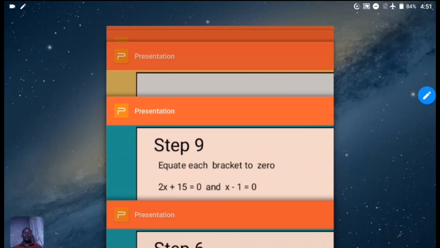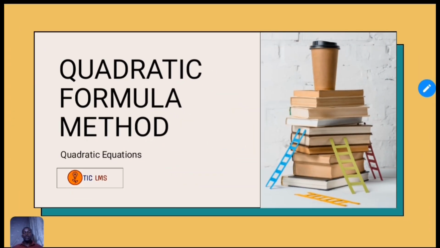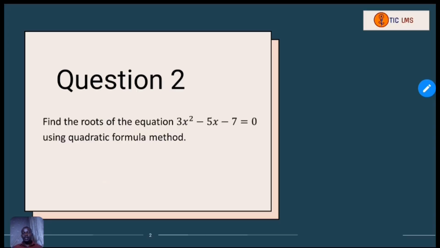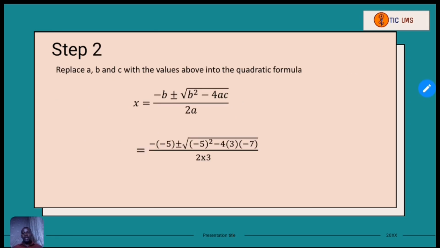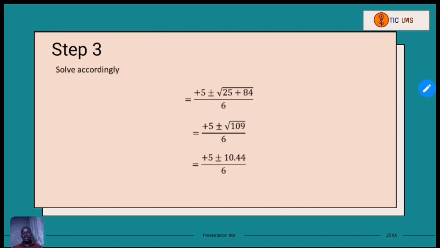After completing the square method, we considered quadratic formula method. Now this method is quite easy. It requires the use of a formula to solve quadratic equations. Here is the formula that we're talking about. So all you need to do is to put in the formula and then you get the answer. But there are some places where you have to be very careful when solving this question.